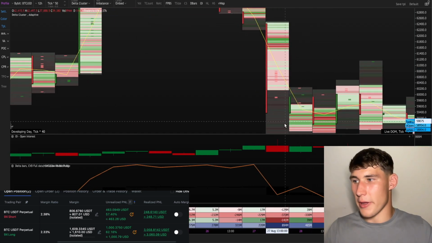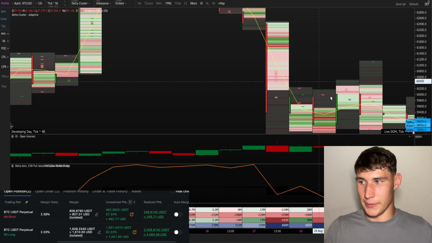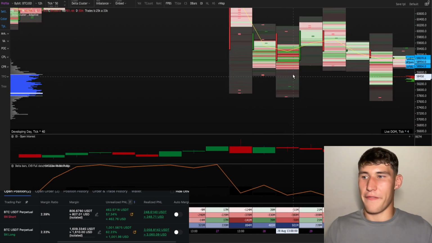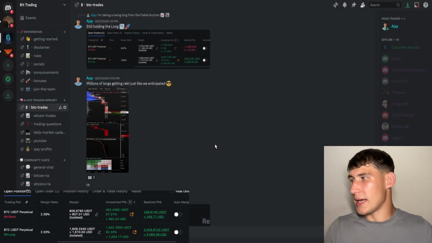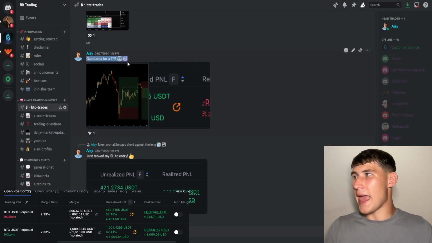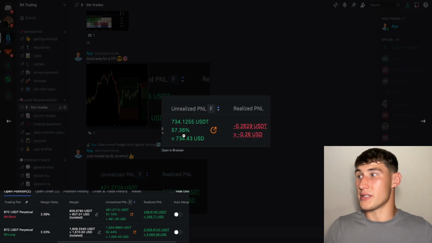And you can see that right here, 141 million long trades got wrecked on this move down. Then another 50 million got wrecked right here as well. And as you can see, I told the team here this was a good area for a TP1, right there. And that was the trade that I was in.